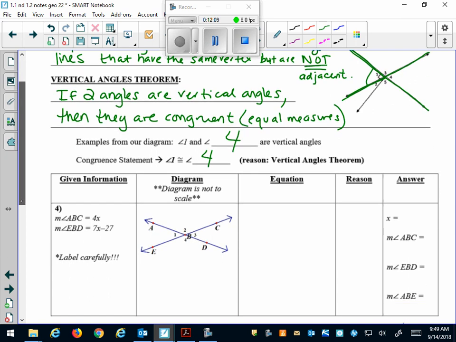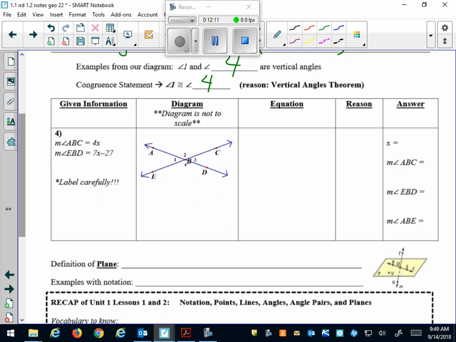Okay, so again, we're going to apply this to a diagram. Steps are the same. Label the diagram carefully, then write an equation, and then solve. So for this one, we have measure of angle ABC is 4x. This is ABC, I'm going to label that 4x. Measure of angle EBD, that's this one, is 7x minus 27.